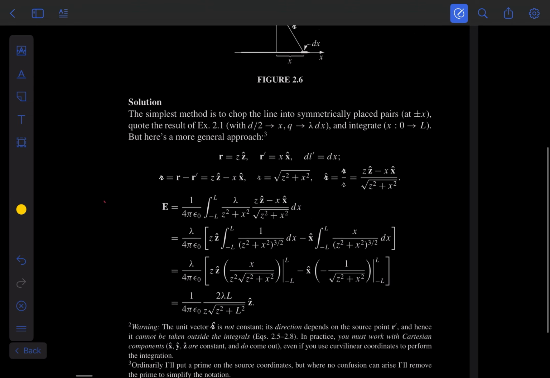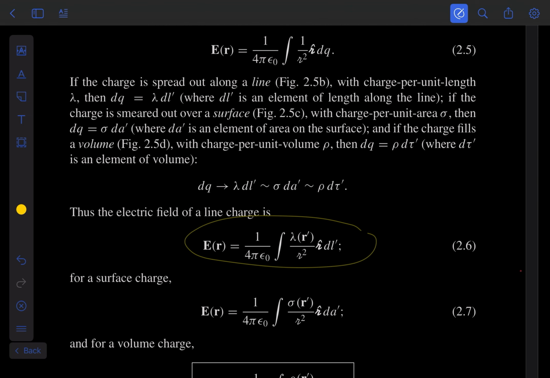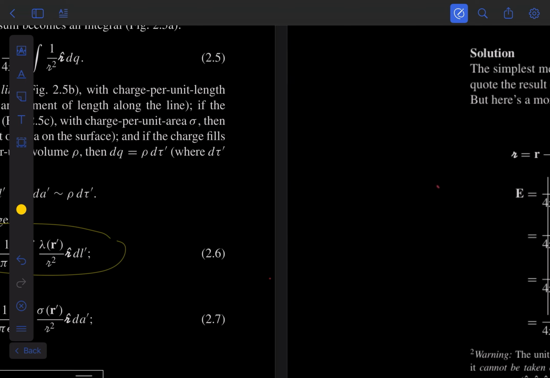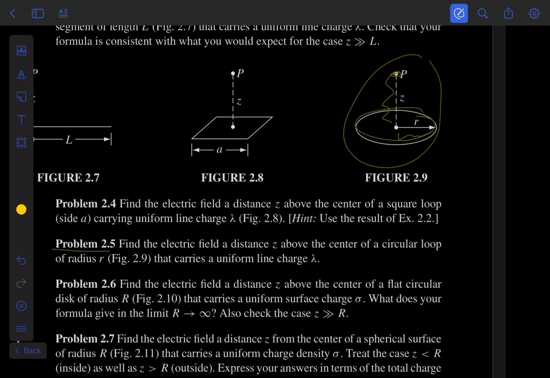Now, just a short recap of the electric field equation. The electric field of a line charge is E of r equals 1 over 4 pi epsilon naught times the integral of lambda of r prime, which in this case is uniform, over r square times r hat dl prime, which is just integrating over the length, in this case the length of the loop.